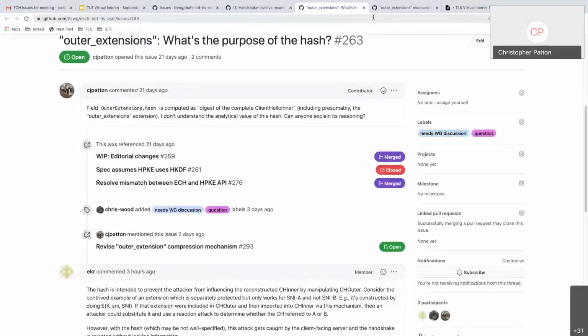But Eric pointed out this weird corner case where it's possible to come up with contrived examples of extensions that break the privacy of SNI, and this mechanism, this binding of the outer extensions to the client hello inner, prevents this attack. So basically what we have is a strictly stronger security property for the client hello inner that's consumed by the backend server than what is usual for TLS.